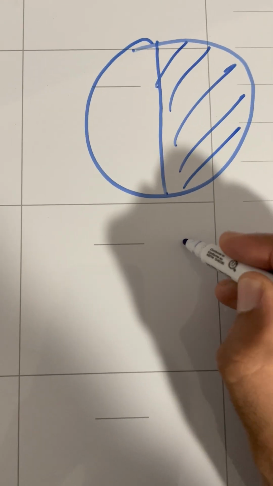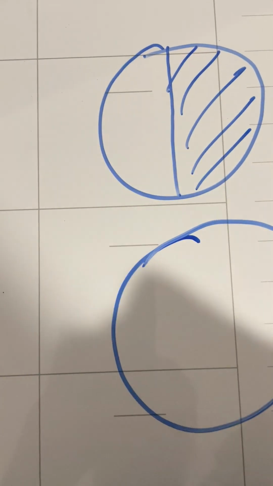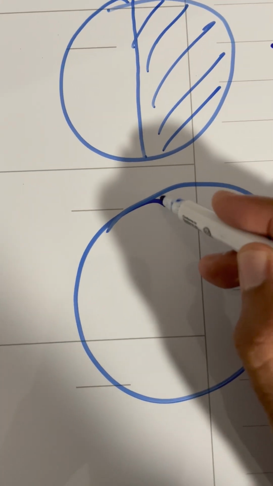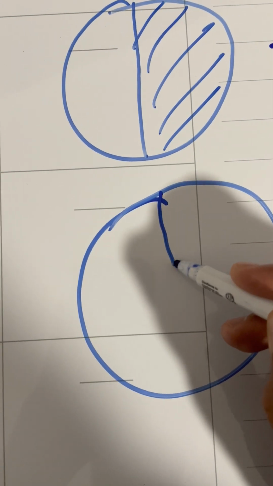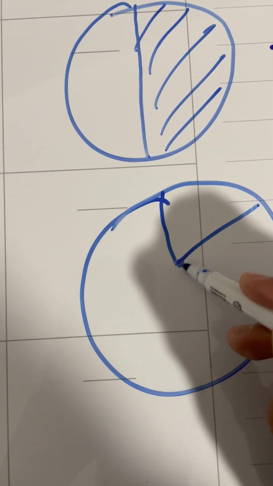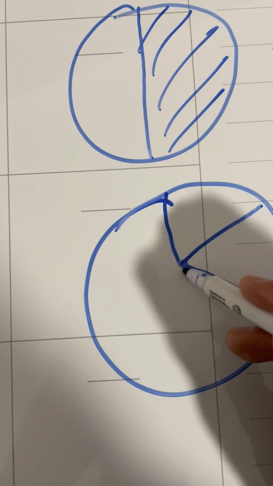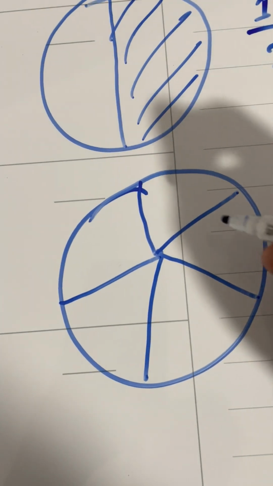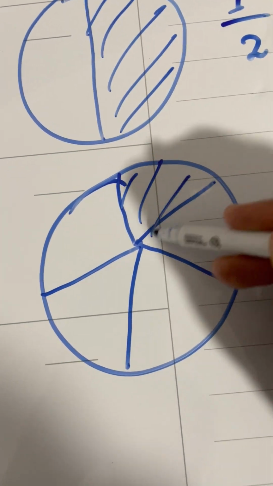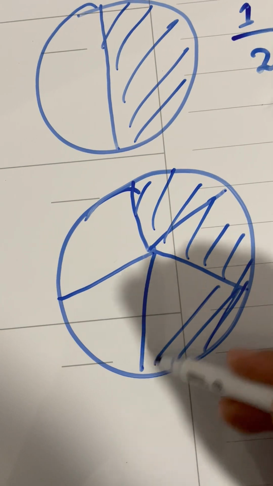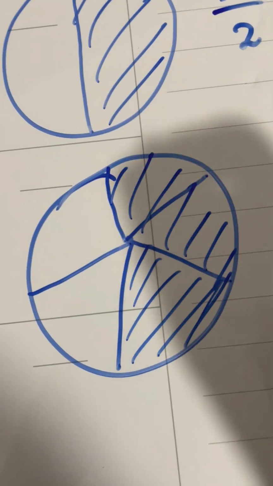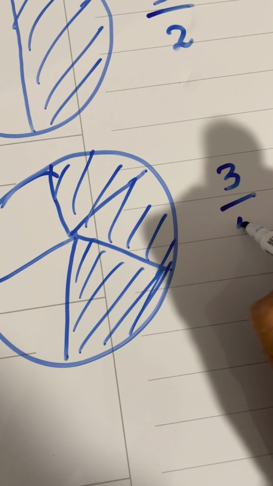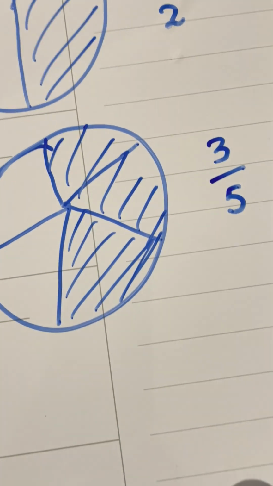Now, similarly, if we have one circle and let's say it has approximately 5 parts. Sorry, they are not in symmetry. And let's say we shade 3 of these, we can write this as 3 out of 5 are shaded.